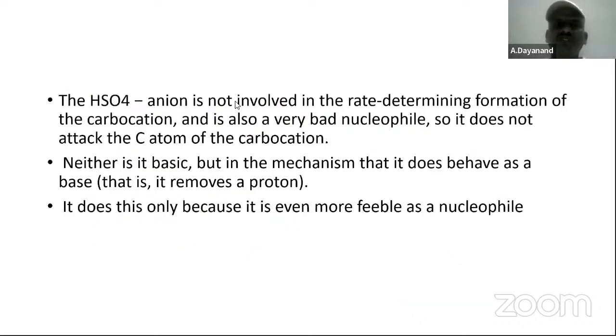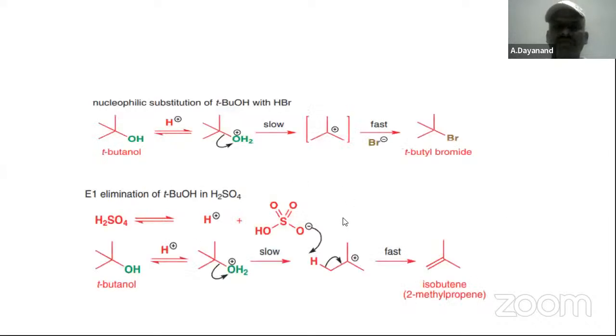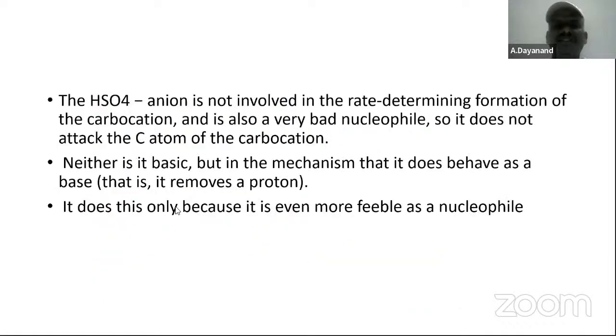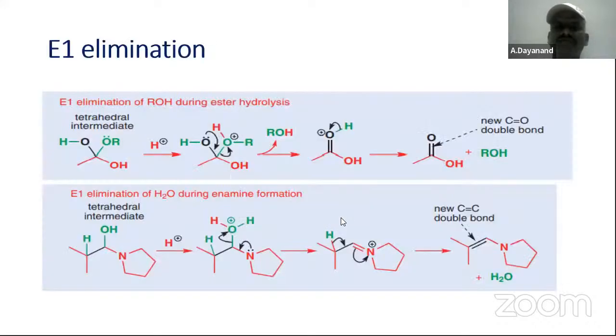The HSO4 minus anion is not involved in the rate determining step and is also a very bad nucleophile, so it does not attack the carbon atom. It is just removing the proton. Though it is not basic, in the mechanism it does behave as a base, only because it is even more feeble as a nucleophile. Elimination of ROH.